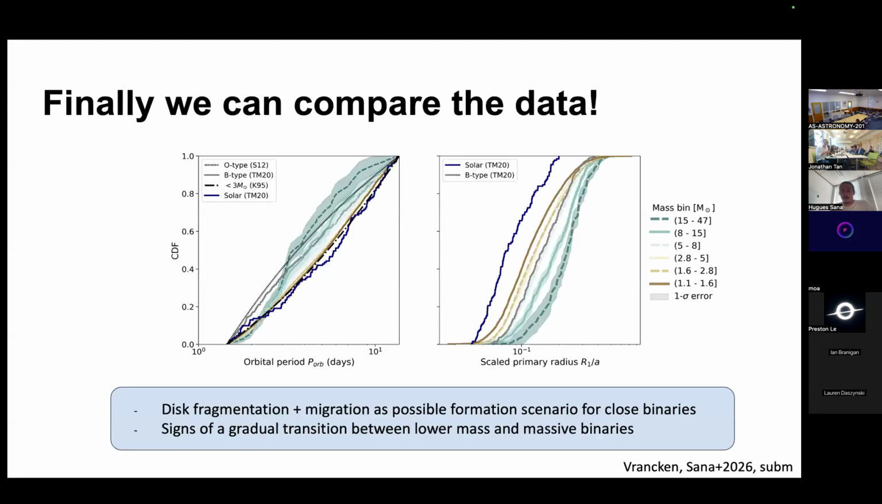There's one caveat. This beautiful result that took a lot of work is only limited to periods of 10 days, because that is what TESS can do. So we are now working on going to much wider binaries, because there are a lot of binaries that have wider separation than 10 days, of course.